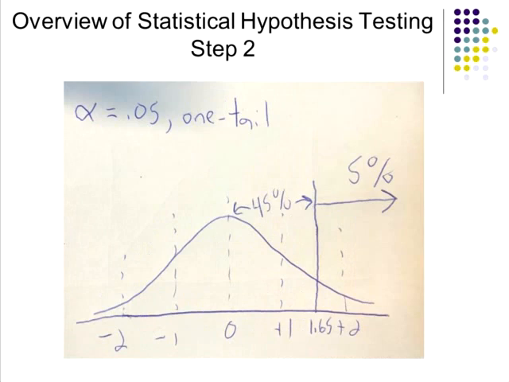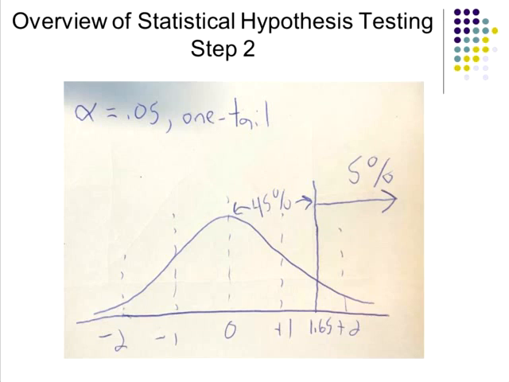Now in step 4, we're going to compute the z-test. It turns out 1.65 sets up what's called the region of rejection. Everything above 1.65 will be in the region of rejection. Everything to the left of 1.65 is in the region of non-rejection.